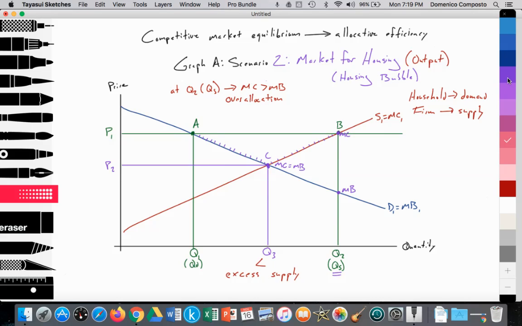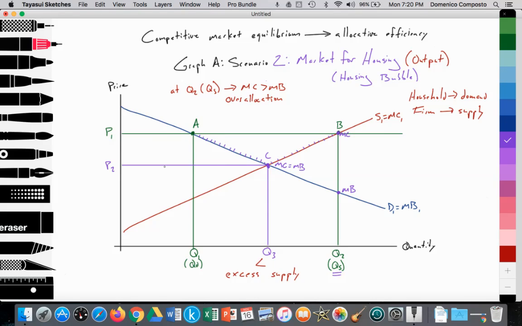As can be seen, we have a graph A, illustrating the market for housing, which is an output. On the x-axis, we're measuring quantity. On the y-axis, we're measuring price. We have an upward sloping supply curve labeled S1, which is equal to the marginal costs of production. We have a downward sloping demand curve labeled D1, which is equal to the marginal benefit. We have a price first set at P1, and at a price of P1, the quantity supplied is at point B, or at Q2, while the quantity demanded by households is at Q1, or point A.